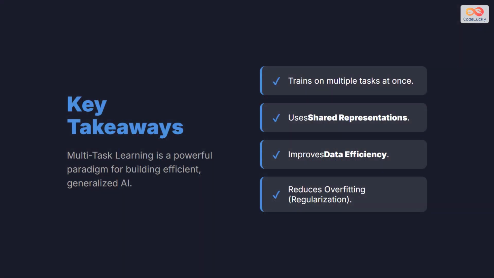To wrap up, multitask learning is a powerful technique that mimics how humans learn, leveraging skills from one area to excel in another. It improves efficiency, boosts generalization through regularization, and creates more versatile AI systems.